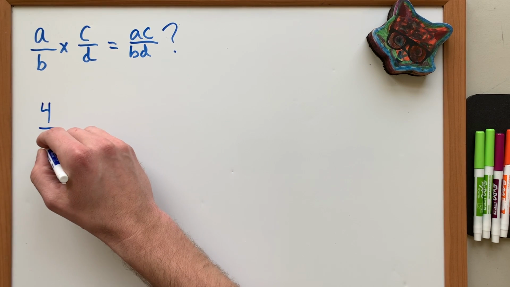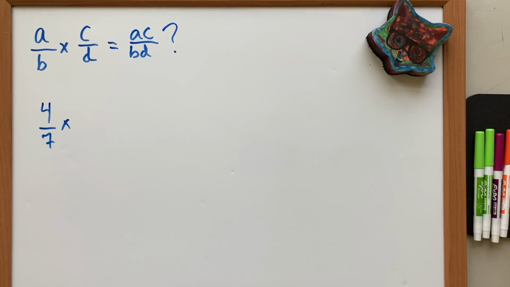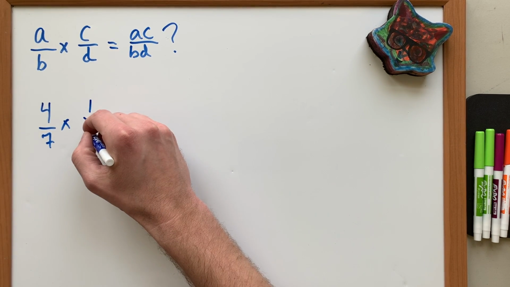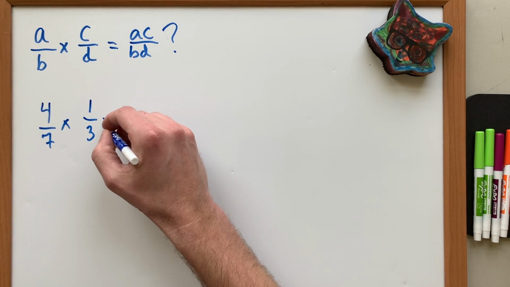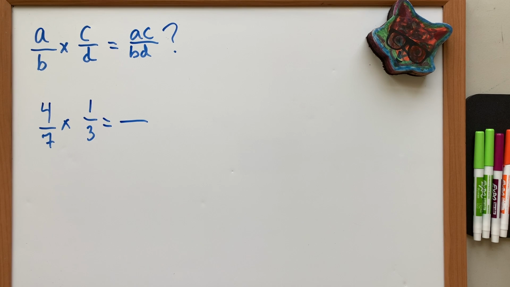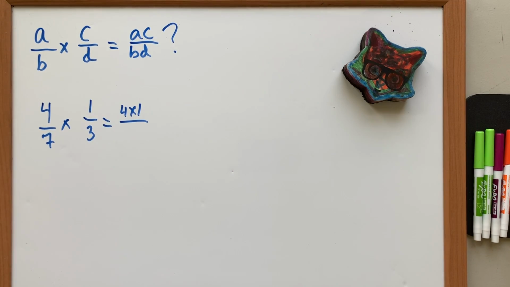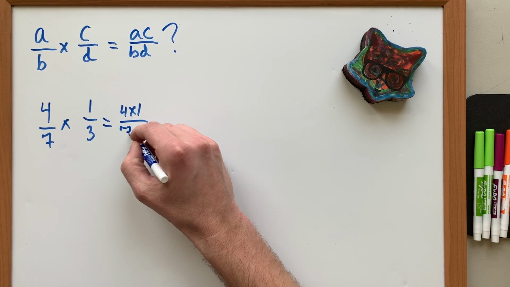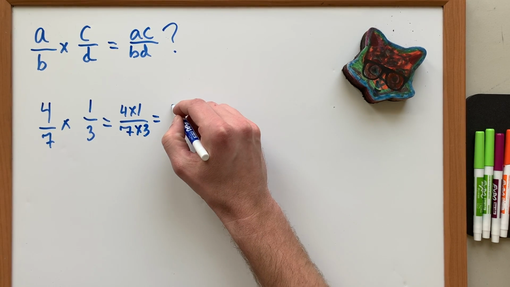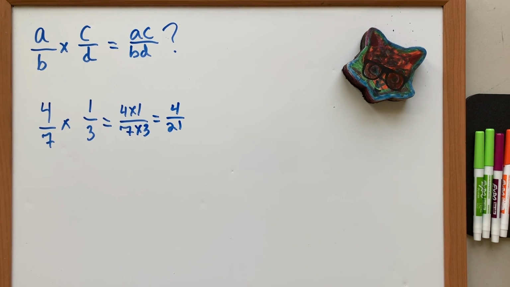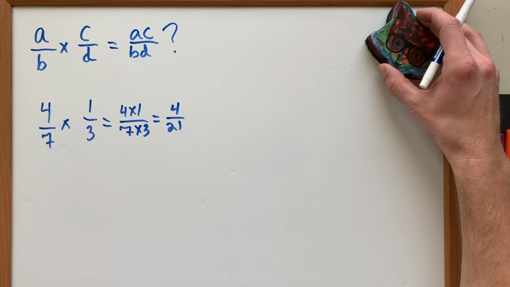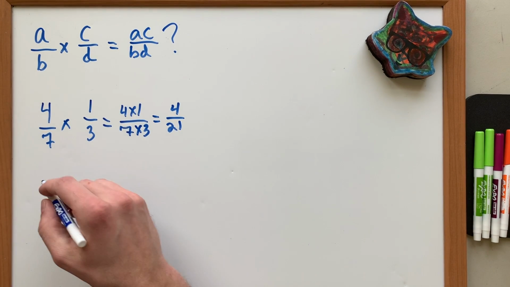Let's take a look at an example. If I take 4 divided by 7, and I multiply it by 1 divided by 3, when you multiply the numerators, 4 times 1, and you multiply the denominators, 7 times 3 is 21, on the denominator, equals 4 over 21. And that's it. Multiply the top, multiply the bottom, and that's all you have to do, whether the denominators are the same or different.